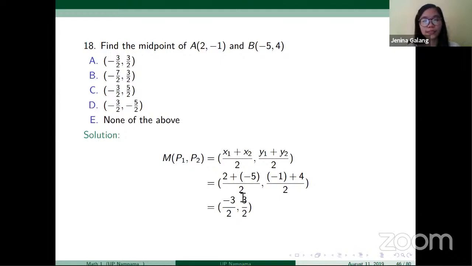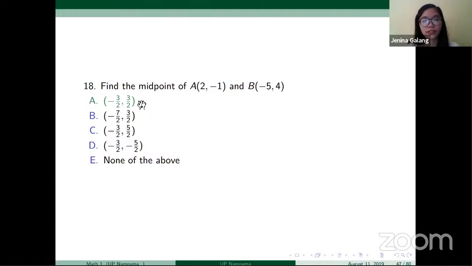So, 2 plus negative 5 is negative 3 over 2 and 3 over 2. So yung answer is letter A.